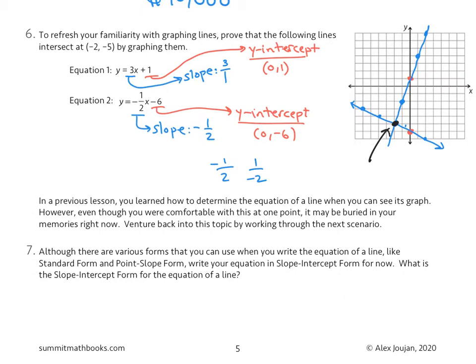There's the point, and it is in fact negative 2, comma, negative 5. So we have reviewed graphing, and we're seeing that lines can intersect.